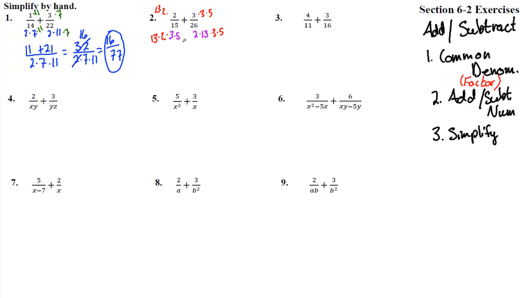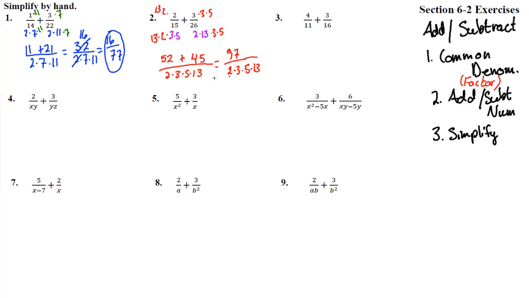There we go. Now these two are both 2, 13, 3, 5. That's a pretty big number there. So let's go ahead and multiply the tops. 13 times 2, 26 times 2 is 52, plus 3 times 3 plus 5, that's 45. Good deal. So that's 97 over 2 times 3 times 5 times 13.